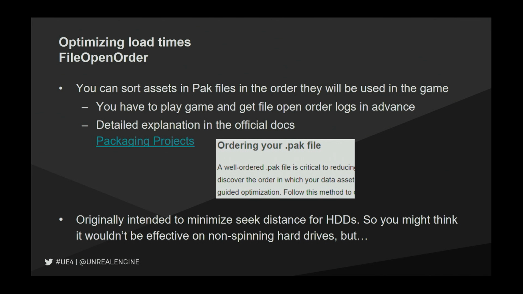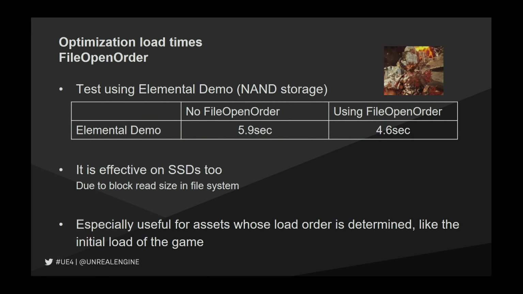You might think it wouldn't be important for flash storage, but for example, if you ran the Elemental demo on flash storage, you can see that without the file open order, it's about 1/3 slower than having it enabled. So why is that? It turns out even on flash storage, the file system will read data in blocks, and the size of the block has a large impact on read times. Basically, the larger the block is, the faster you can read data. But if you're reading a lot of small files and the block size is large, then if the files that you are reading in that block aren't ones you need right now, you're doing wasted work.